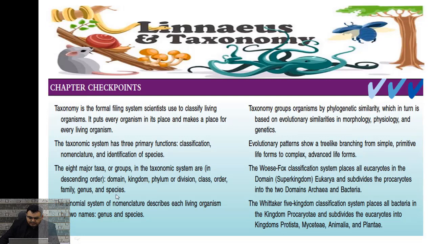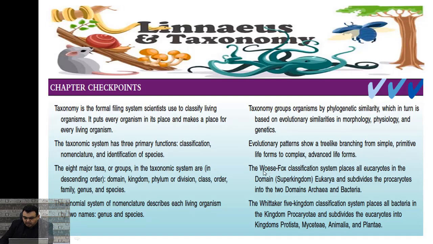The binomial system of nomenclature describes each living organism by two names: genus and species. Taxonomy groups organisms by phylogenetic similarity, which in turn is based on evolutionary similarity in morphology, physiology, and genetics. Evolutionary patterns show a tree-like branching from simple, primitive life forms to complex, advanced life forms.